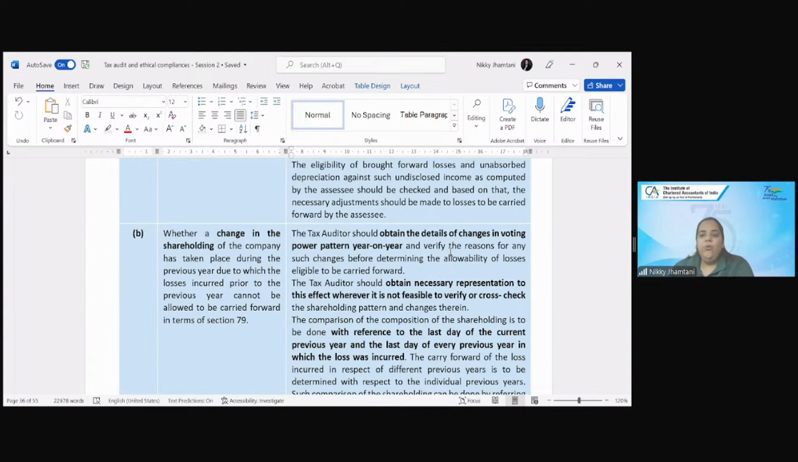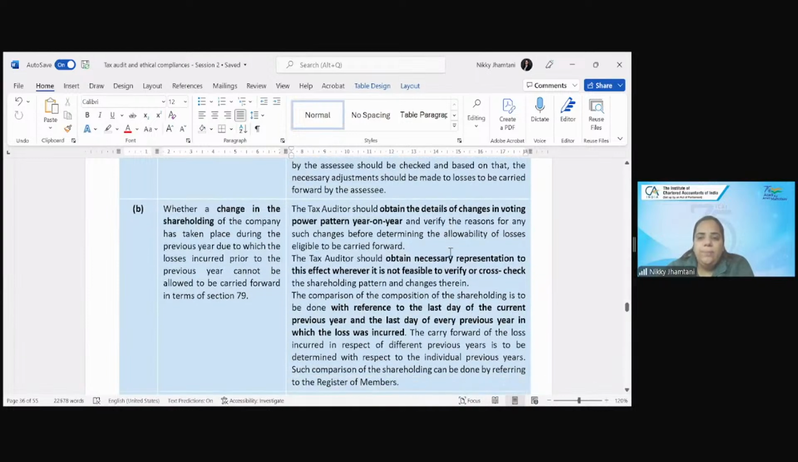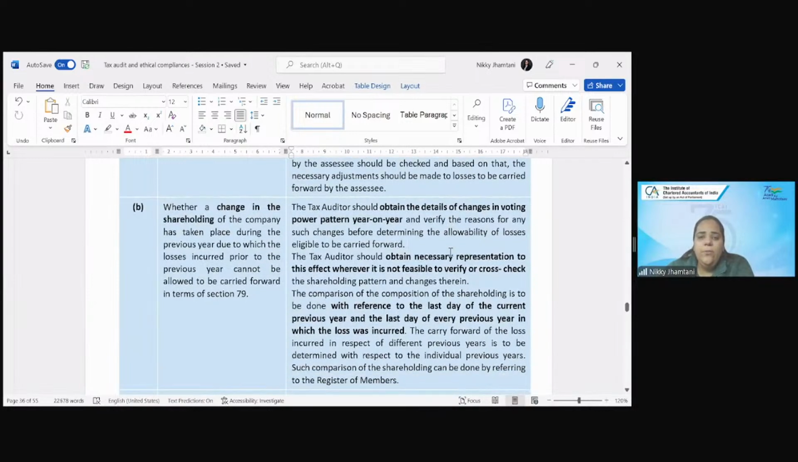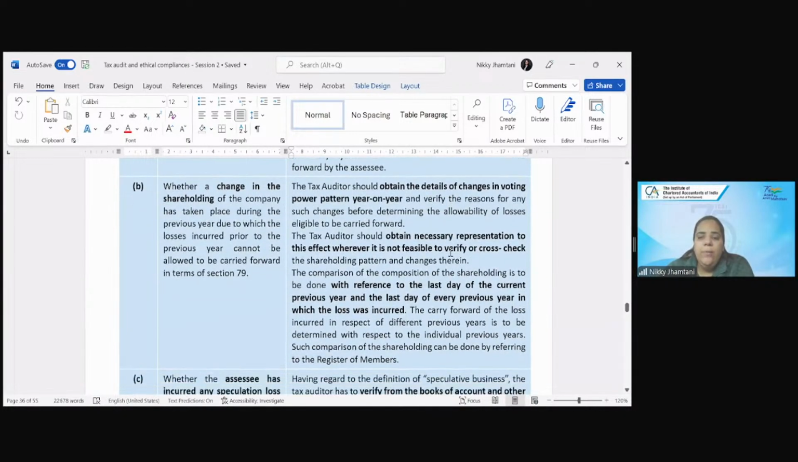The tax auditor should obtain the details of changes in voting power pattern year on year and verify the reasons for any such changes before determining the liability of losses eligible to be carried forward. The tax auditor should obtain necessary representation to this effect where it is not feasible to verify or cross check the shareholding pattern and changes therein.